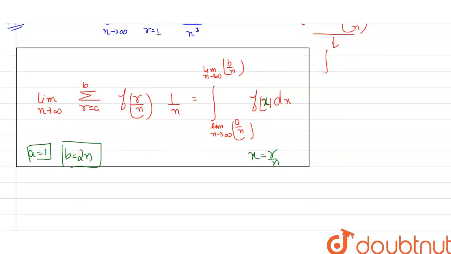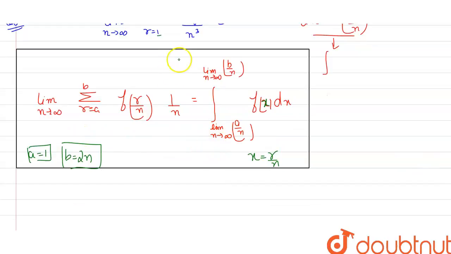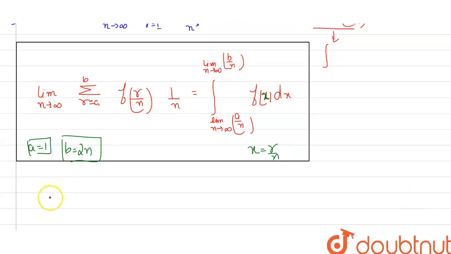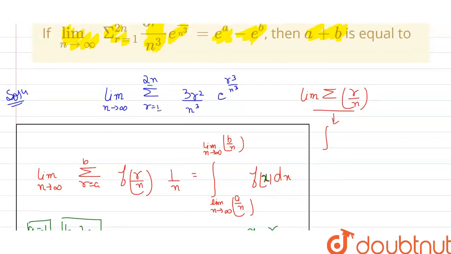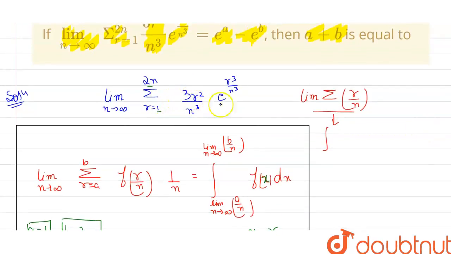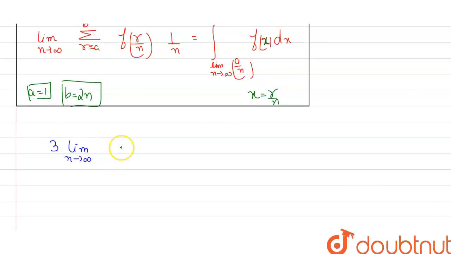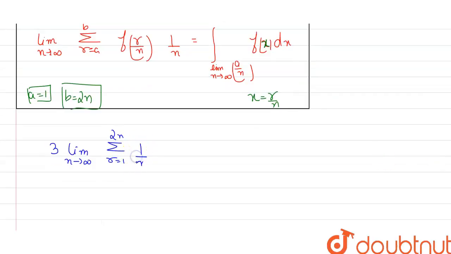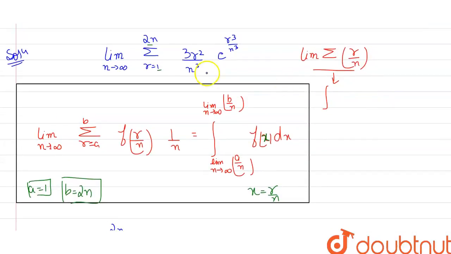Now, if I have to change this function into an integration somehow, this can be done as follows. This function is limit n tends to infinity, 3 times sigma. Why have I written 3 here? Look here, this 3 is a constant part, so I can take the constant out on the left-hand side first of all. Now sigma r equals 1 to 2n, and I can write 1 by n separately, and the rest of the function is r square by n square that we are left with.